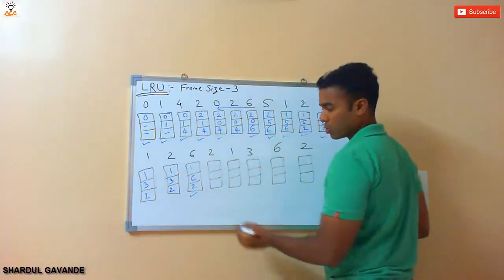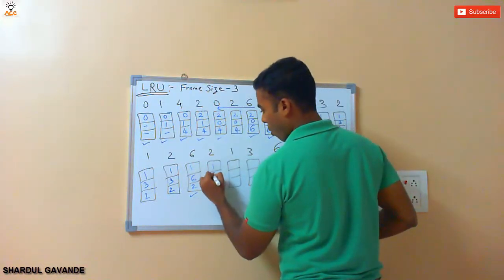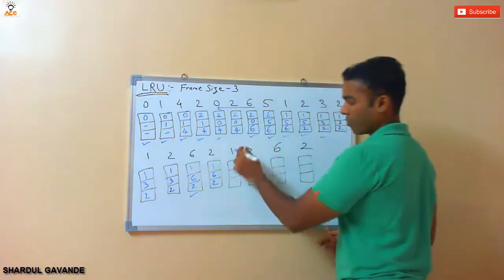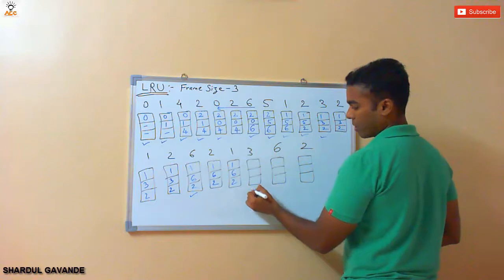Now number 2. So number 2 is present. So we have a page hit over here. So same 1, 6, 2. Keep it as it is. 1 again, page hit, 1, 6, 2. So 3. So page fault.